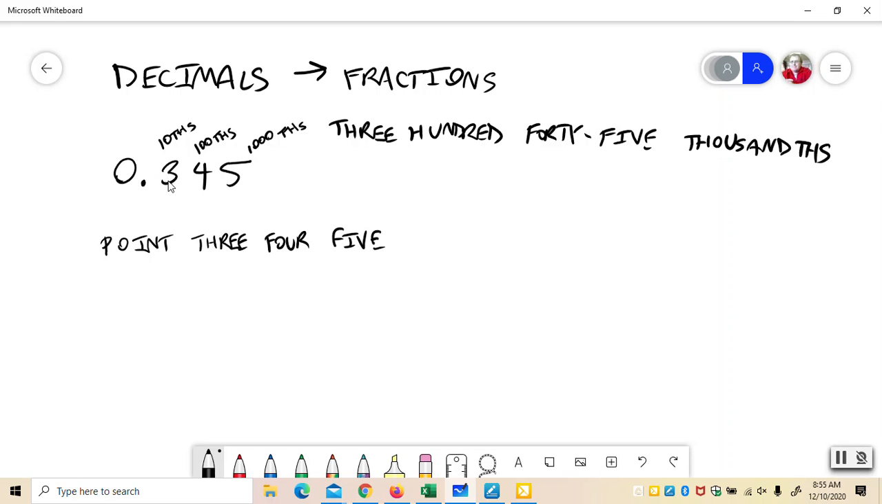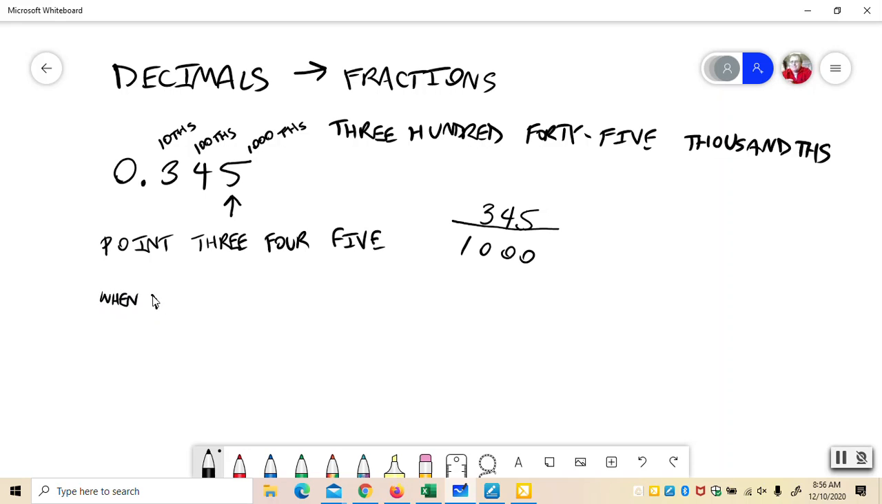So you need to know your place value, tenths, hundredths, thousandths, and then all you do is draw your fraction, and whatever your last place is goes on the bottom. So in this case, tenths, hundredths, thousandths, so 1,000 goes on the bottom, and then 345 goes on the top. You drop the filler zero. You don't use the decimal. 345 over 1,000.